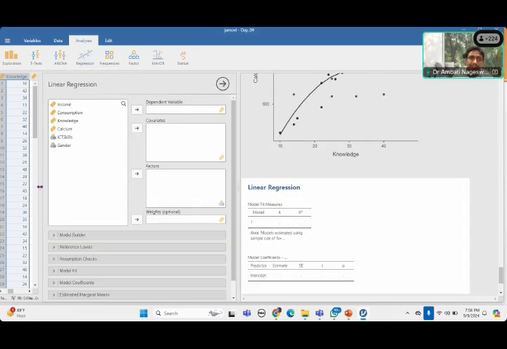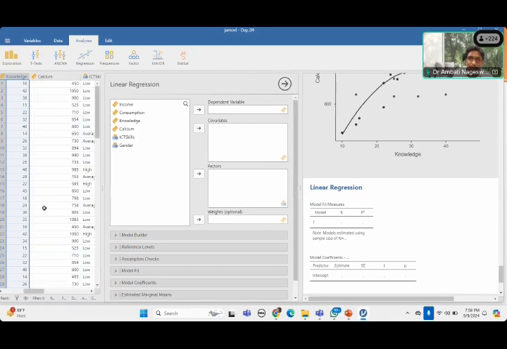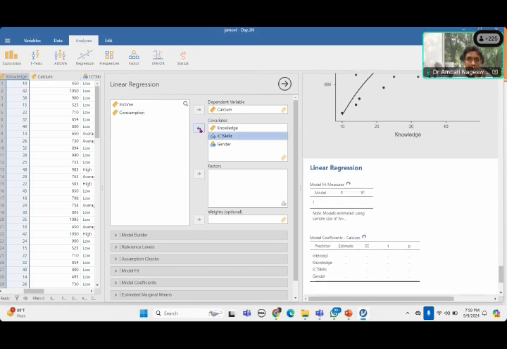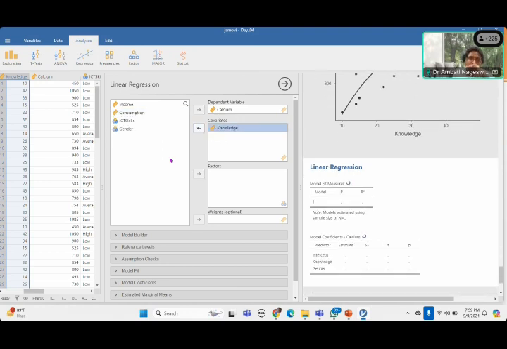Now we have the data processing window. Here we are going to select the variables. Our dependent variable is calcium intake, and the independent variable is knowledge test score. Now, I have selected both the quantitative variables. Don't look at the results right now.